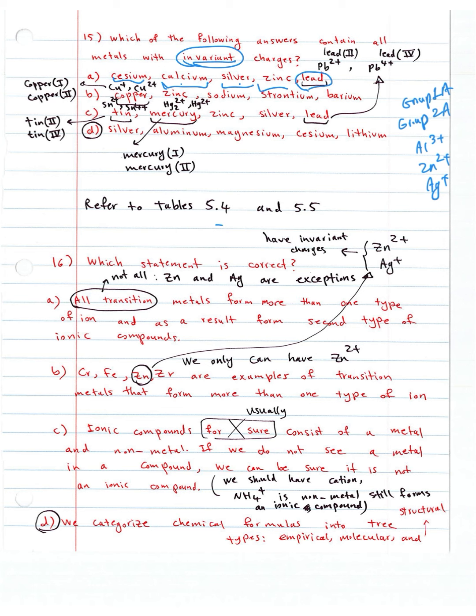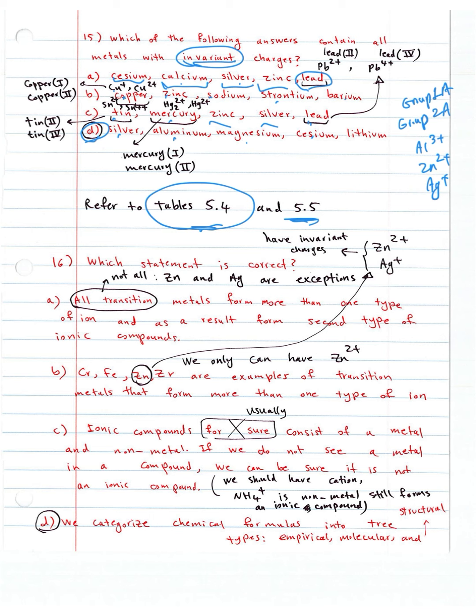And then you can refer to tables 5.4 and 5.5. Copper has variant charges; zinc, sodium, strontium, barium have fixed charges. Tin and mercury have variant charges; zinc, silver have fixed, invariant charges, but lead also has variant charges. Silver, aluminum, magnesium, cesium, lithium. Number D is your answer.